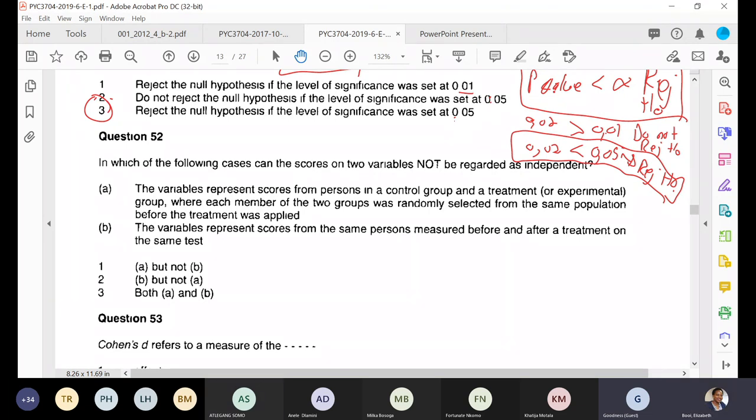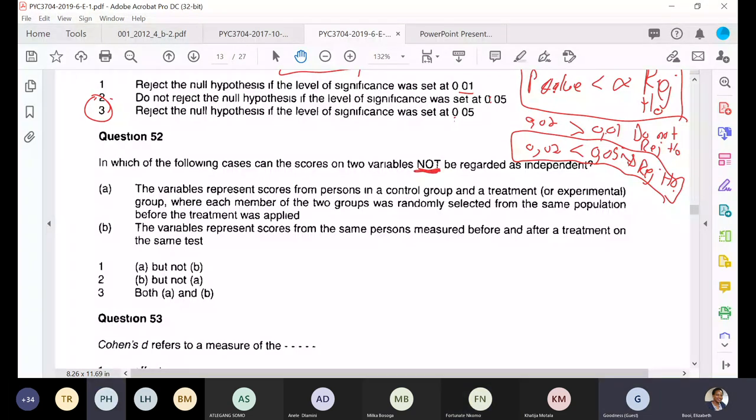B, the variable represents scores from the same person measured before and after the treatment on the same test. Both, yes. Option B. B is dependent.